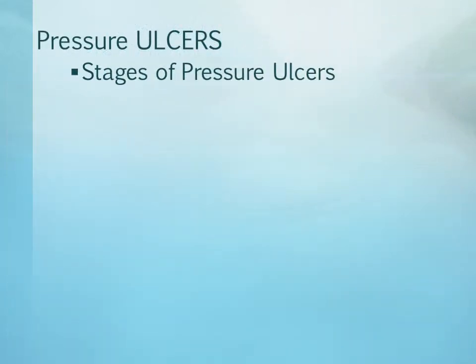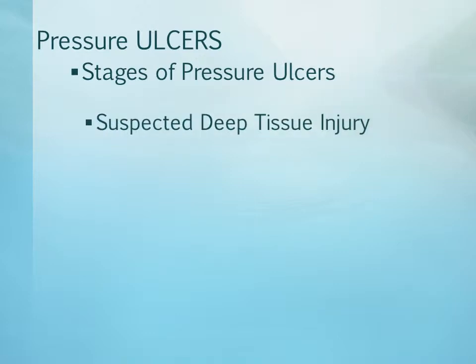There are stages to pressure ulcers. These are: suspected deep tissue injury. The area will appear purple to maroon in color, can have a blood-filled blister present, and may be painful. It's felt either firm or boggy, mushy. It could be warm or cooler than the surrounding tissue prior to this discoloration.